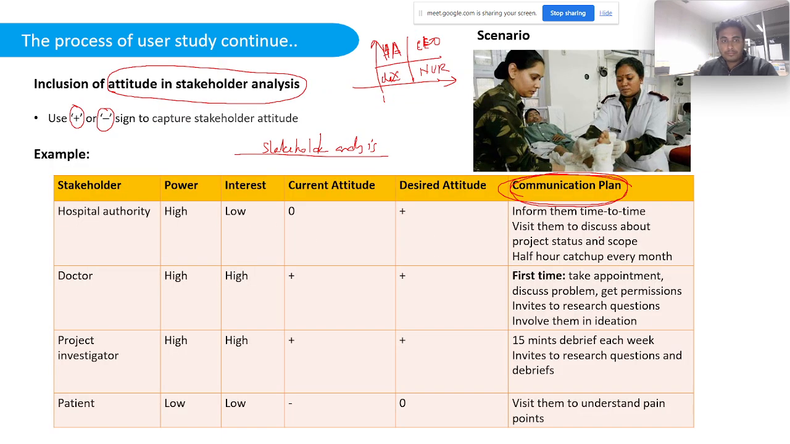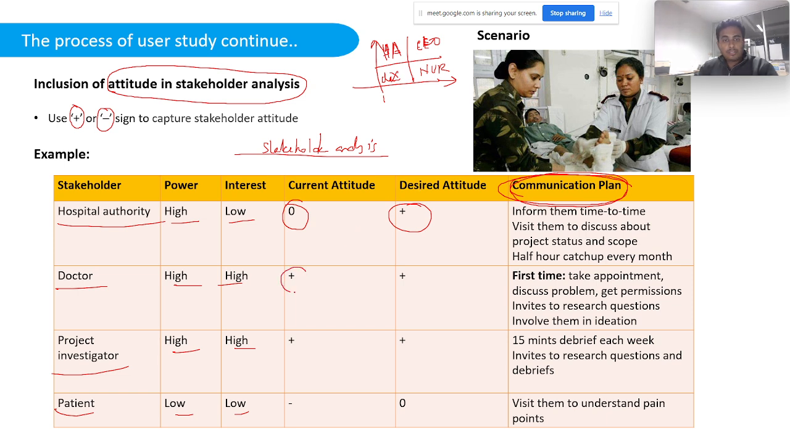Okay. So here's an example. Hospital authority: power high, interest low. Doctors: high, high. Project investigator: high, high. Patient is again low, low. The current status is neutral, so the hospital authority doesn't have any attitude for your project, but you want them to be positive so that they procure your product in future.